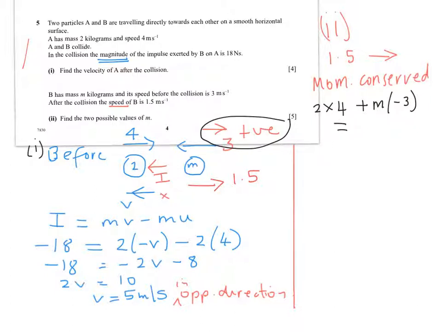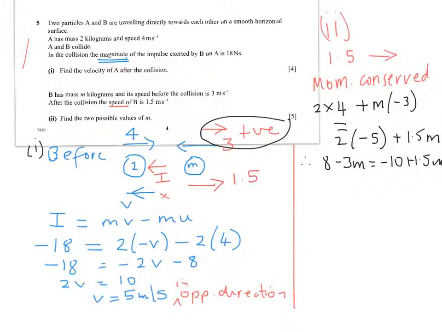the total momentum afterwards. So we worked out in part 1 that V was 5 to the left, so for A then it is going to be 2 times -5, and we have assumed that B has also rebounded and it's going 1.5 to the right, so that will be plus 1.5 times m. And we get an equation which we can solve. So therefore we've got 8 minus 3m equals -10 plus 1.5m.